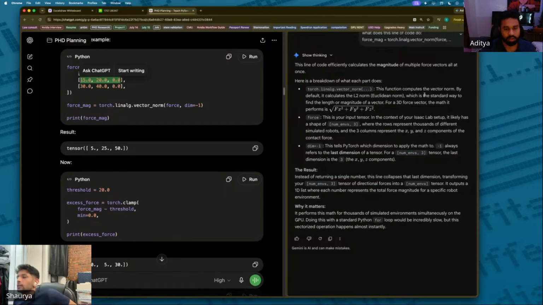Oh, I think I got it. Yes. Now I get it. This function computes the vector norm by default. Okay, L2.